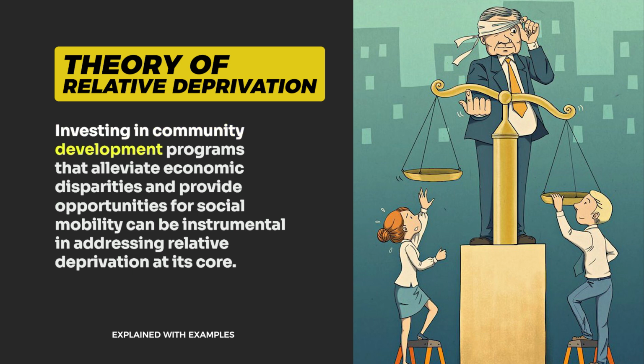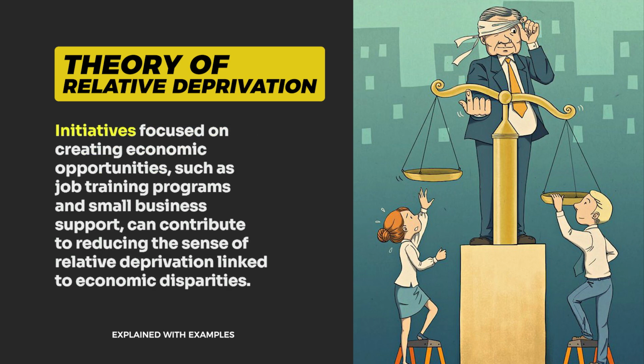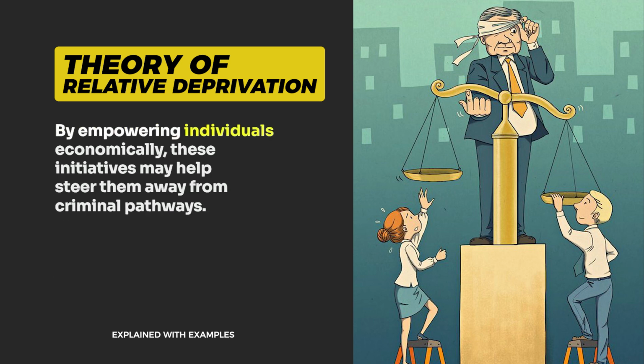Community development and crime prevention. Investing in community development programs that alleviate economic disparities and provide opportunities for social mobility can be instrumental in addressing relative deprivation at its core. Example: economic empowerment initiatives. Initiatives focused on creating economic opportunities, such as job training programs and small business support, can contribute to reducing the sense of relative deprivation linked to economic disparities. By empowering individuals economically, these initiatives may help steer them away from criminal pathways.